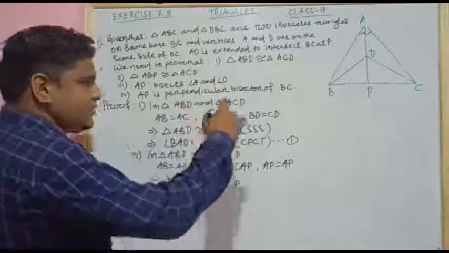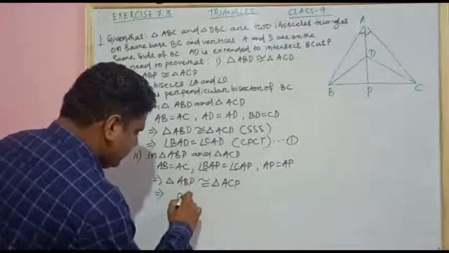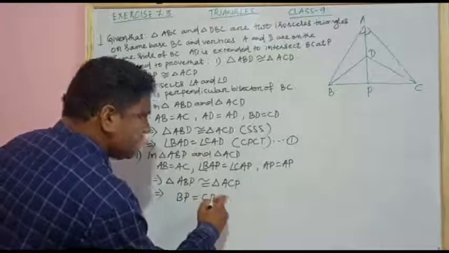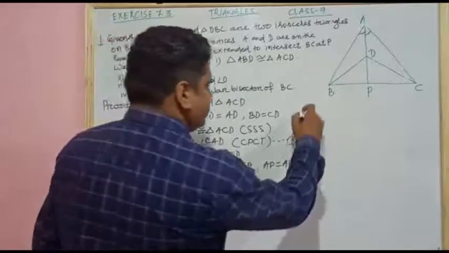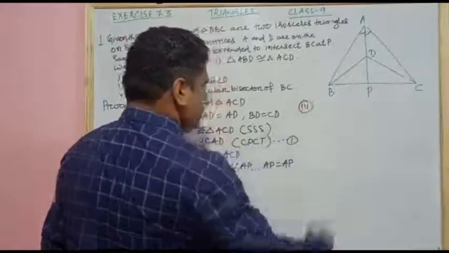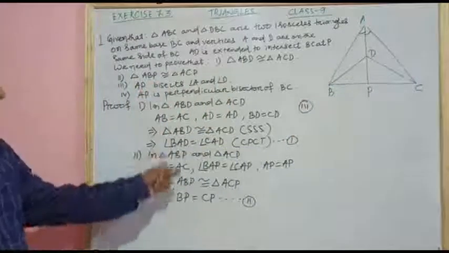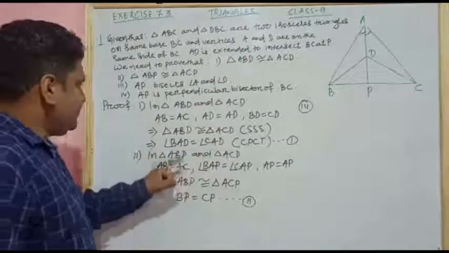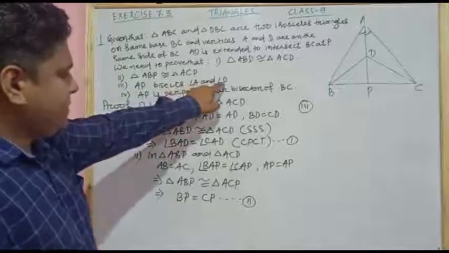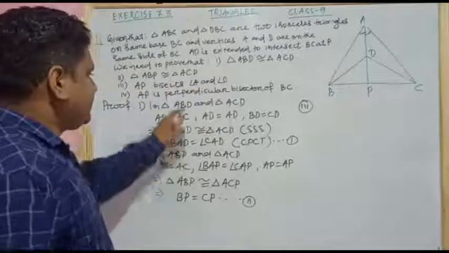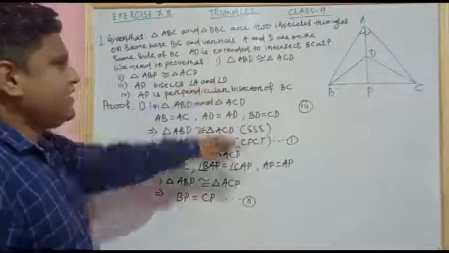Let's write one more step, that is BP equal to CP. Let it be equation 2. Let's prove the third bit. You must write this much, then move to the third bit. The third bit is we have to prove AP bisects angle A and angle D.